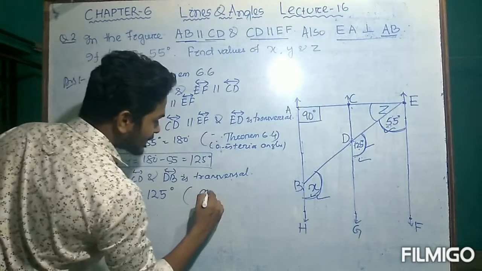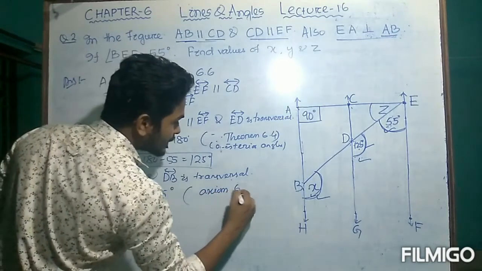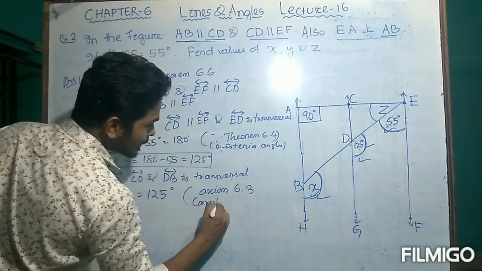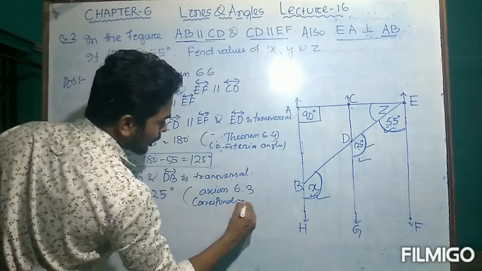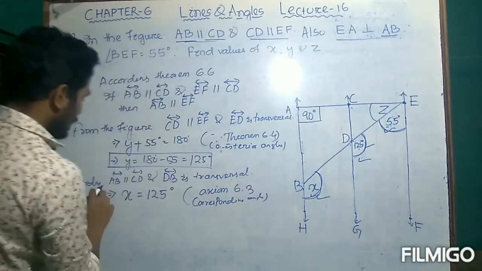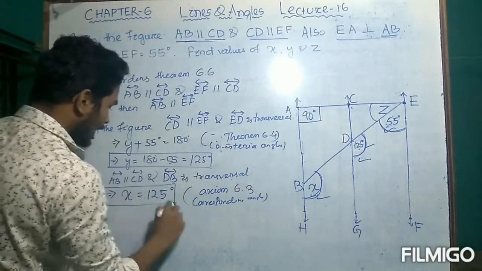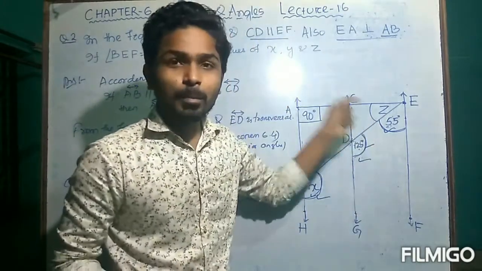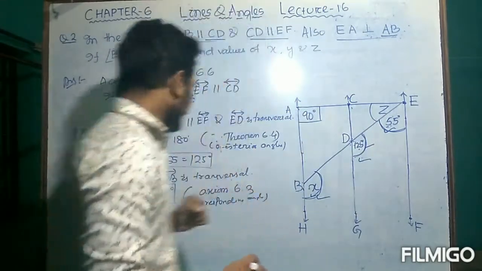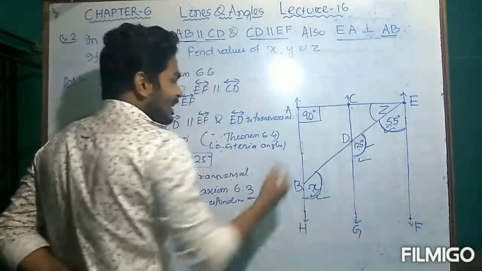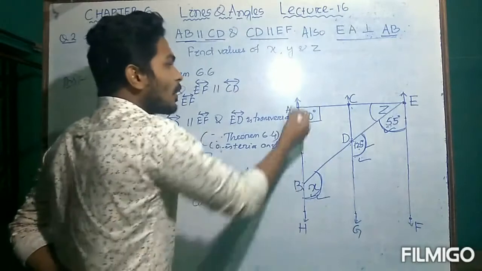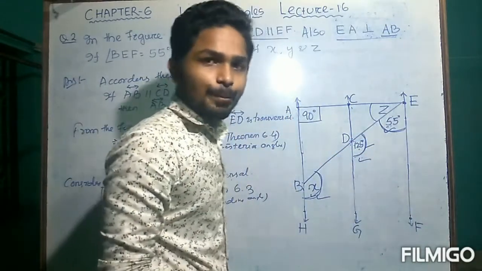The reason is axiom 6.3, and these two angles are known as corresponding angles. Understood? Now we have found the value of X. Next, what is remaining? We have to find the value of Z. So for finding the value of Z, you have to consider the lines AB and EF. Now AB and EF are also parallel.